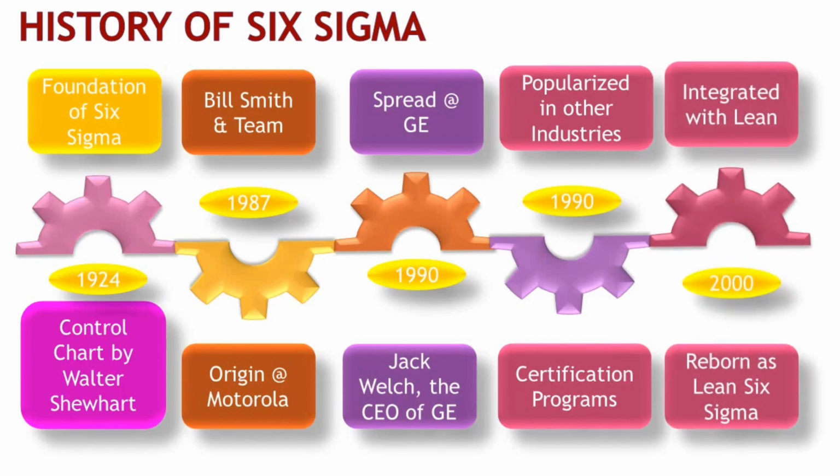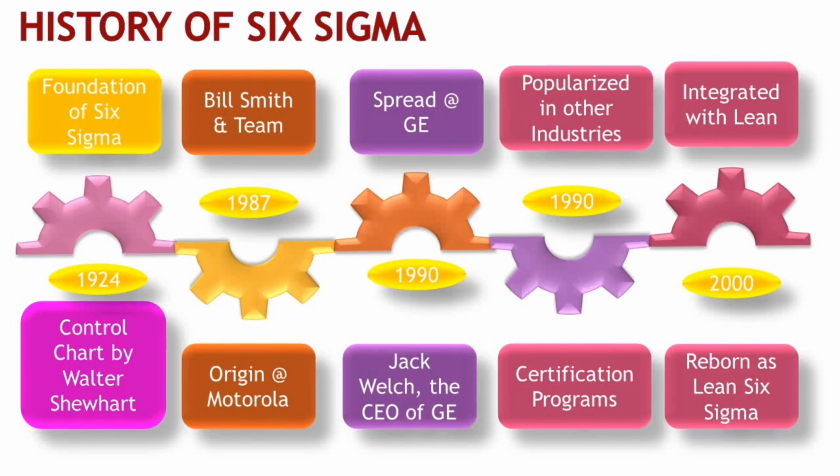During the 2000s, Six Sigma began to merge with Lean principles, giving rise to Lean Six Sigma. This combination aimed to not only improve quality but also enhance efficiency within organizations. Lean Six Sigma became a comprehensive approach to process improvement.